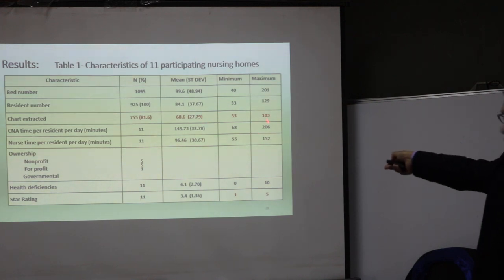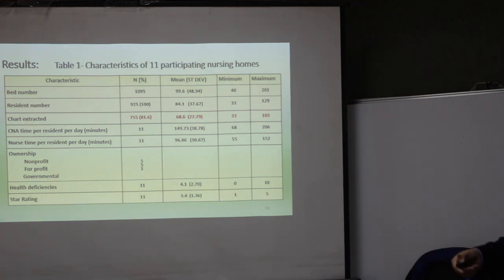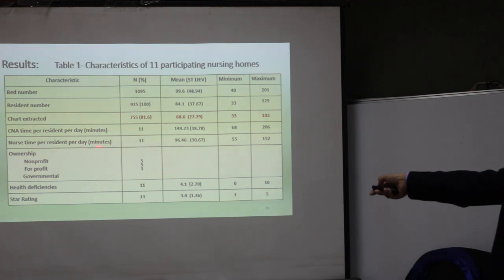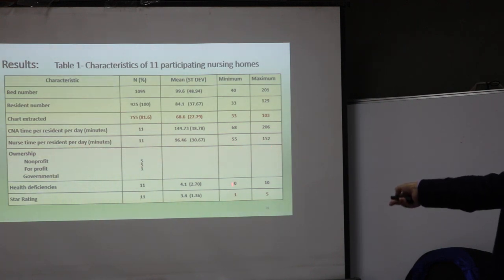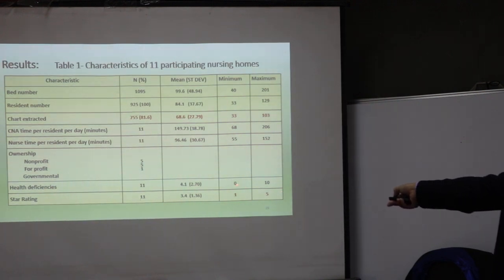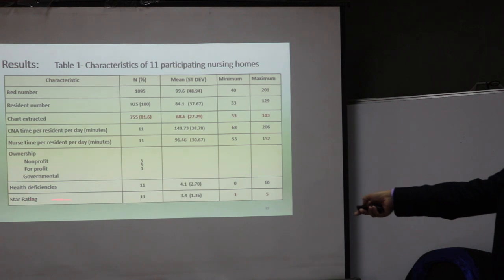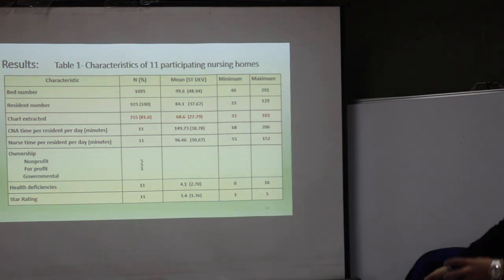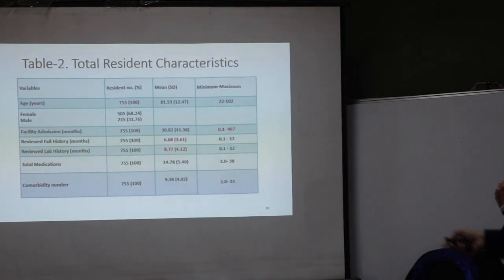Imagine this variation between homes. They have low staff, shortened staff. Nursing staff, same thing, from 55 minutes to 1.5 hours. Health deficiencies also range from 0 to 10, and the star rating from 1 to 5, low star rating to high star rating.